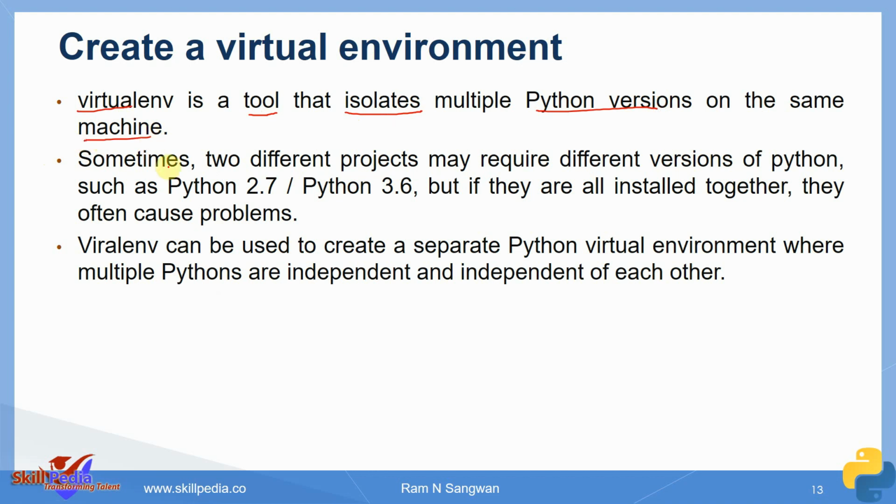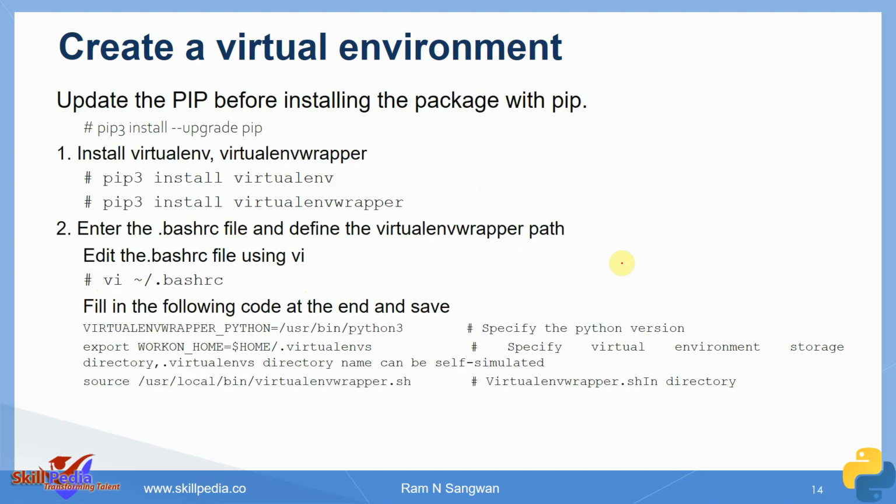As we discussed in the scenario, two different projects may require different versions of Python, such as Python 2.7 or Python 3.6, but if they are all installed together, they often cause problems. So we can use virtualenv to create separate Python virtual environments where multiple Pythons are isolated and independent of each other. The sequence of steps is quite simple.